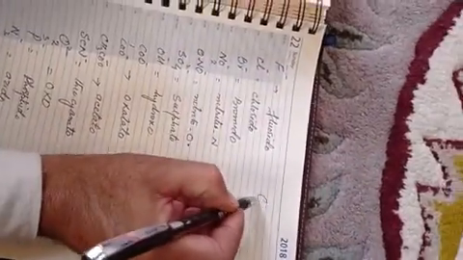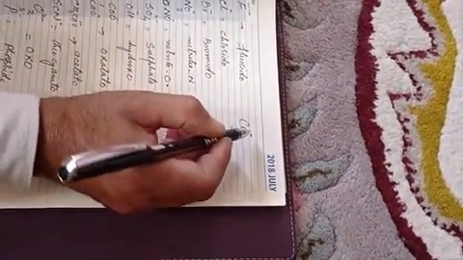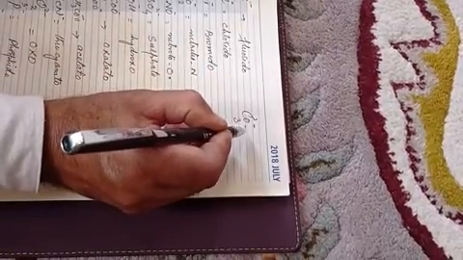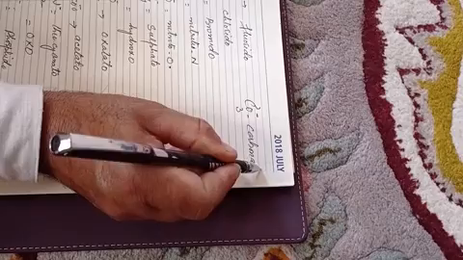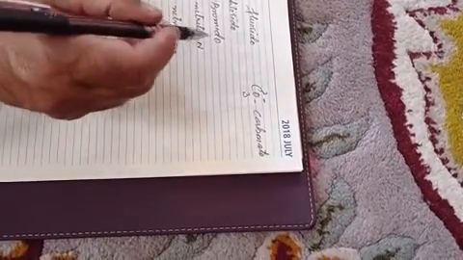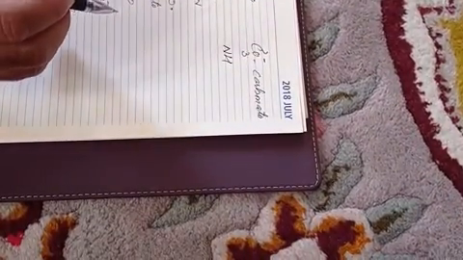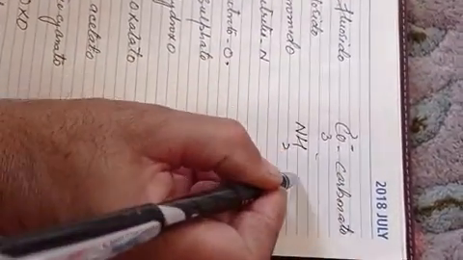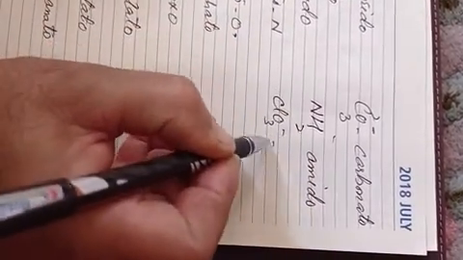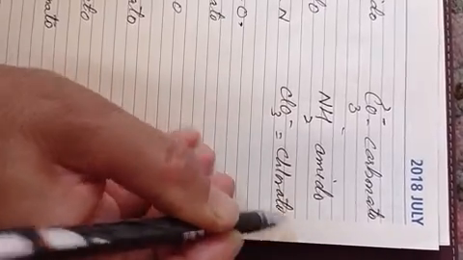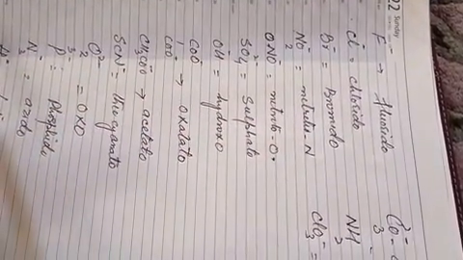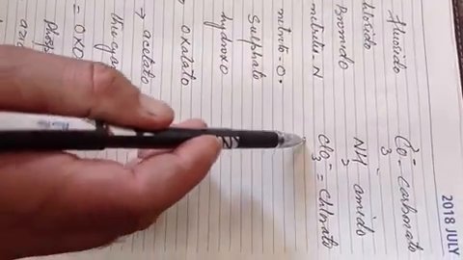For example if there is coordinate group, it is carbonato. Similarly if it is NH group, if it is NH2 group, it is amido. For example if it is chlorate group, it is chlorato. So we write, that means those negative ligands or anionic ligands end in O.